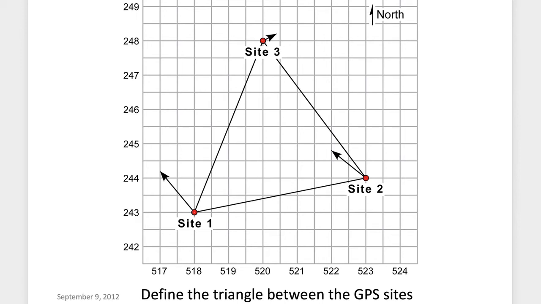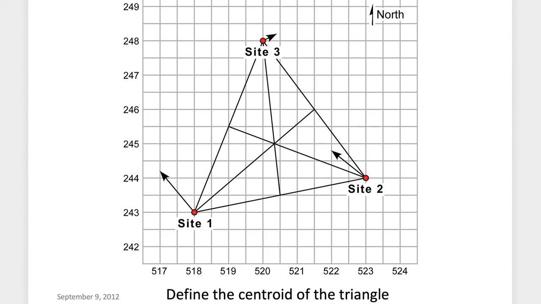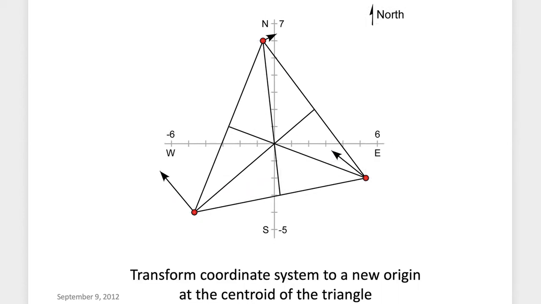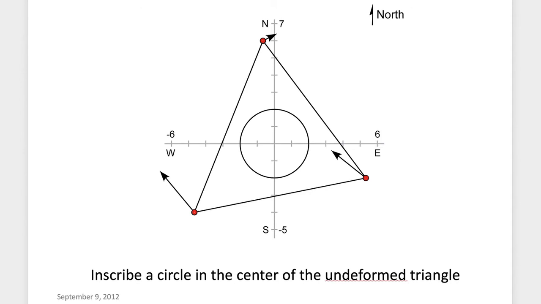In order to do this analysis, we find the center of the triangle as it exists at the beginning of our experiment. We reestablish a coordinate system that is based on the center of that triangle at the beginning of the experiment. And we imagine that inside of the triangle is a circle that is a rigid part of the triangle. That is to say that as the triangle distorts, the circle distorts.